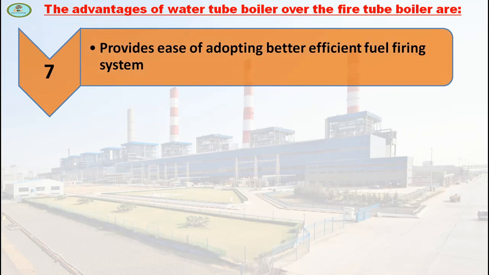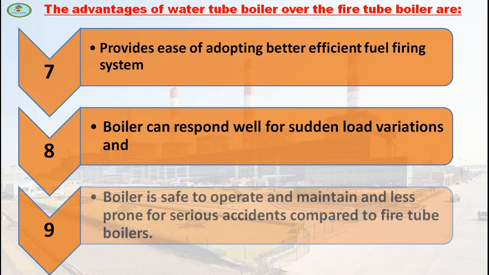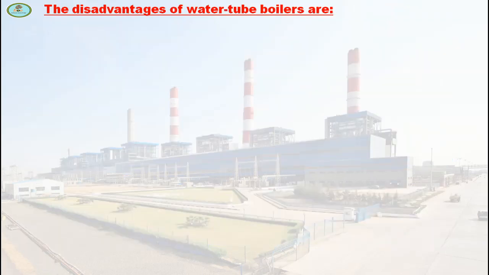Provides ease of adopting a better efficient fuel firing system. The boiler can respond well to sudden load variations, and the boiler is safe to operate and maintain and less prone to serious accidents compared to fire tube boilers. The disadvantages of water tube boilers are as follows.